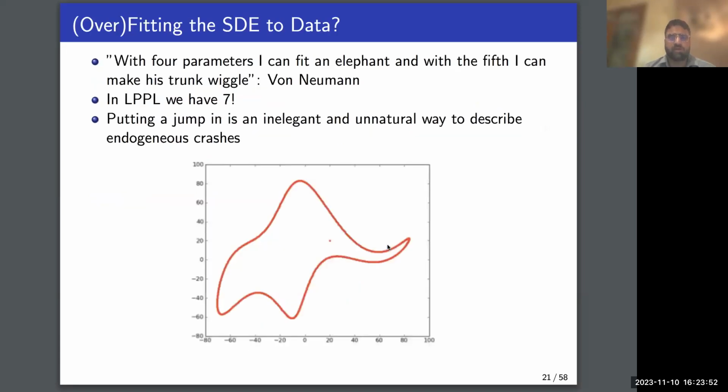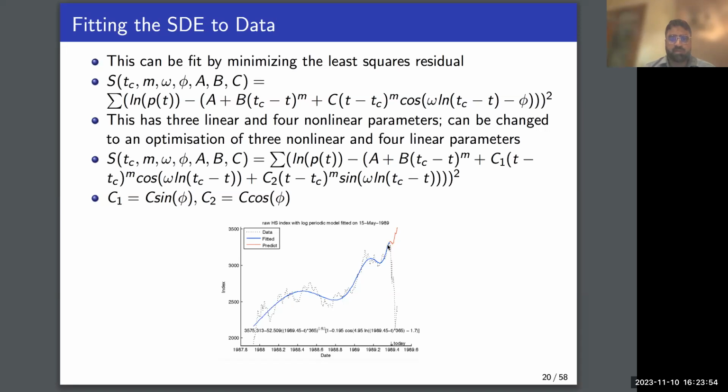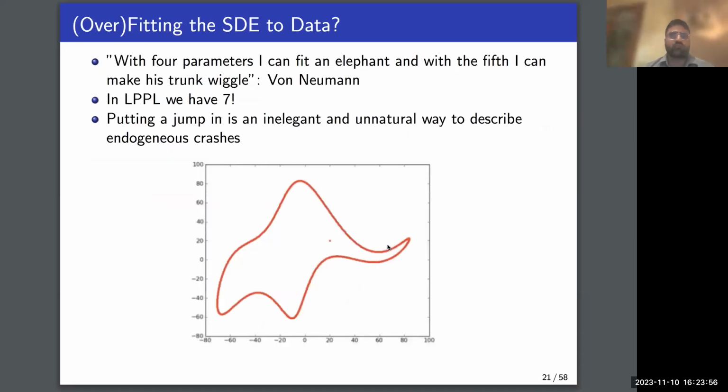But there are several things that are a bit unsavory about this model. First of all, you have usually 6 or 7 free parameters. And as Von Neumann said, with 4 parameters, I can fit an elephant. With 5, I can make his trunk wiggle. And essentially, putting in a jump is, you can argue, an inelegant and unnatural way to describe an endogenous crash. That's what we want to describe in the first place. So why should we need to put in this jump?